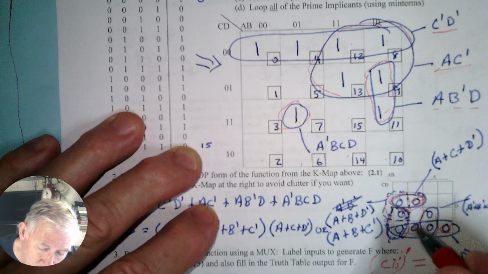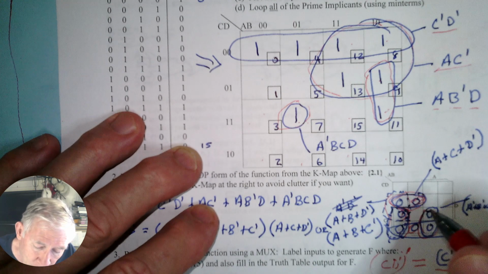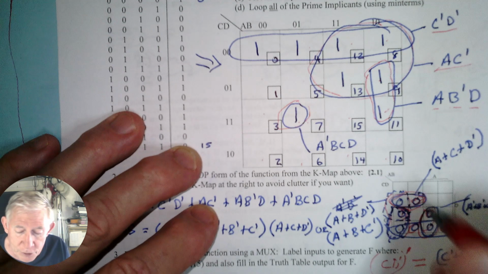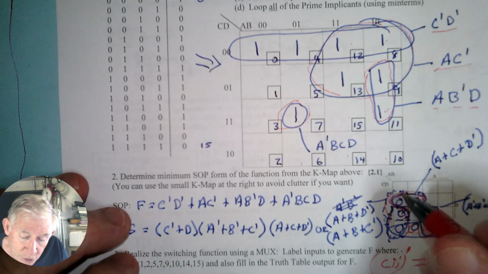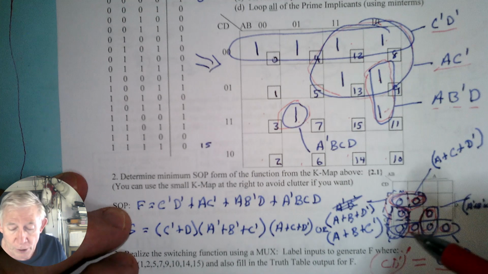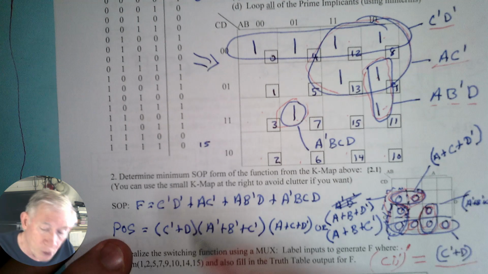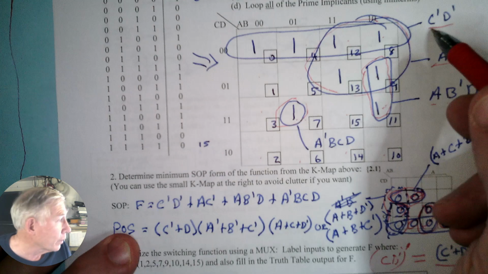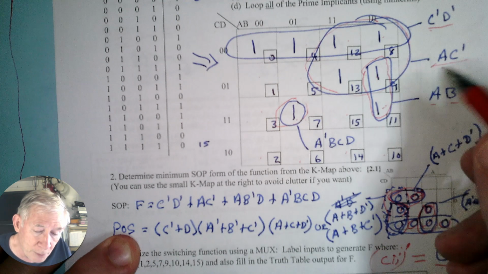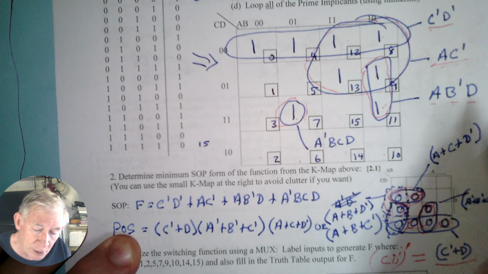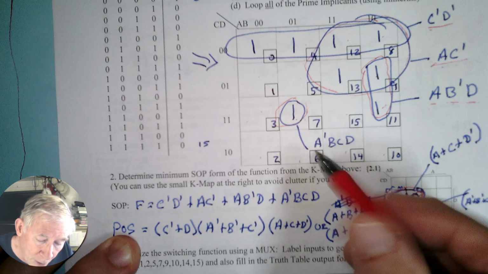This one and this one are covered only by this row, and this one is covered only by this group of 2. That makes these 3 essential, but it makes these 2 non-essential, and then we have to pick either one of these. So for our SOP solution, we just take these terms up here: C prime D prime plus AC prime plus AB prime D plus A prime B C D.